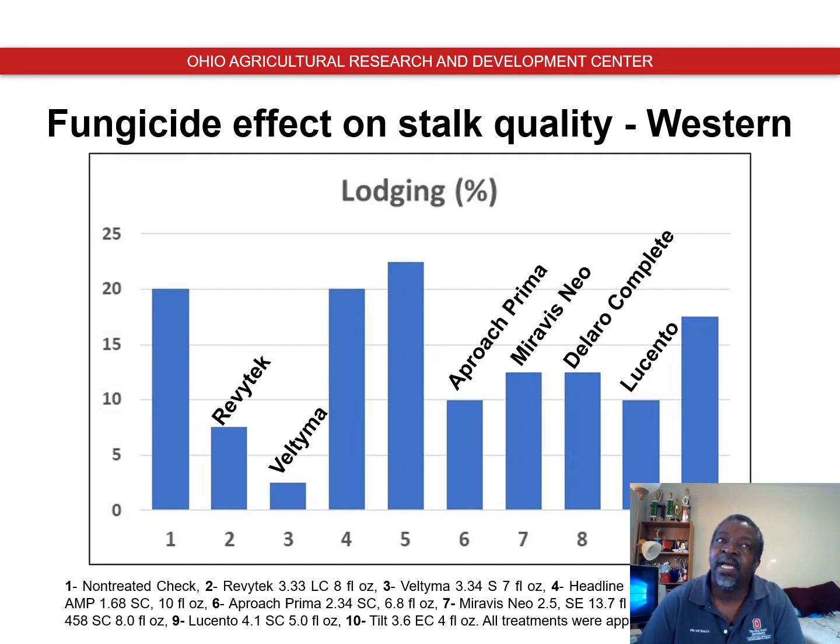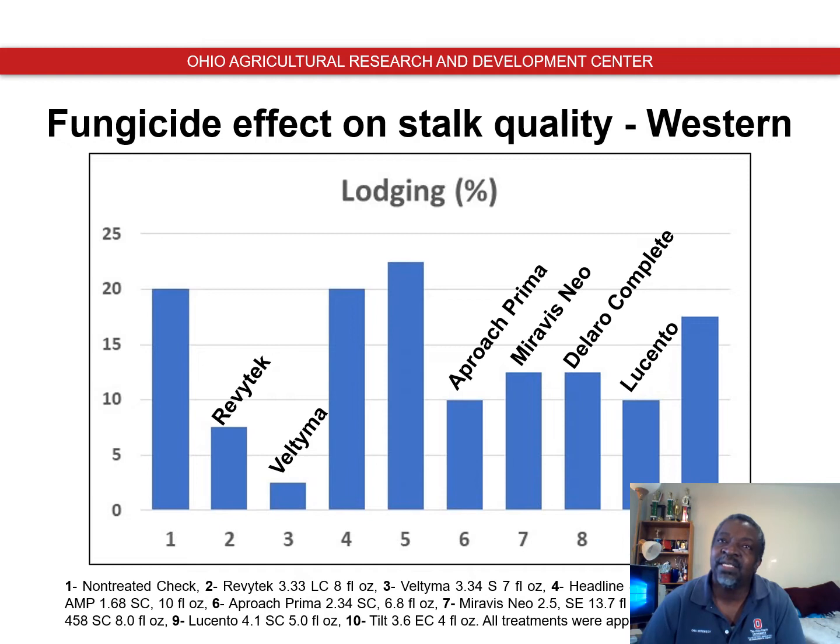But then you had the other 4 fungicides that were also good at reducing disease levels, and they also reduced lodging. So clearly, in a year with high disease levels, such as 2021, fungicides are effective not only for reducing diseases, but also for improving stalk quality.